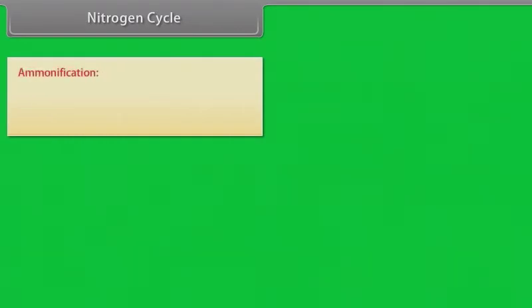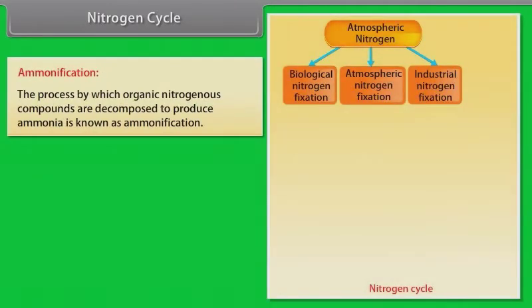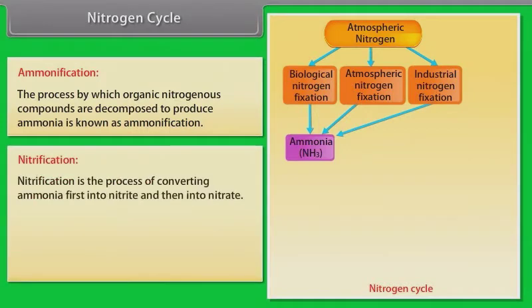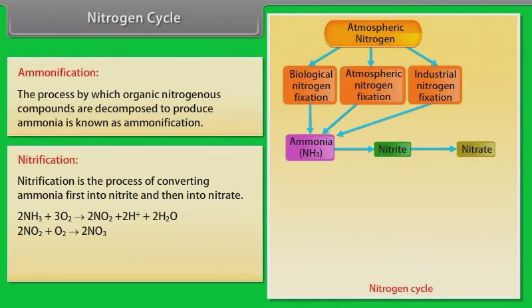Nitrogen cycle. Ammonification. The process by which organic nitrogenous compounds are decomposed to produce ammonia is known as ammonification. Nitrification. Nitrification is the process of converting ammonia first into nitrite and then into nitrate. 2NH3 + 3O2 gives 2NO2⁻ + 2H⁺ + 2H2O. 2NO2⁻ + O2 gives 2NO3⁻.